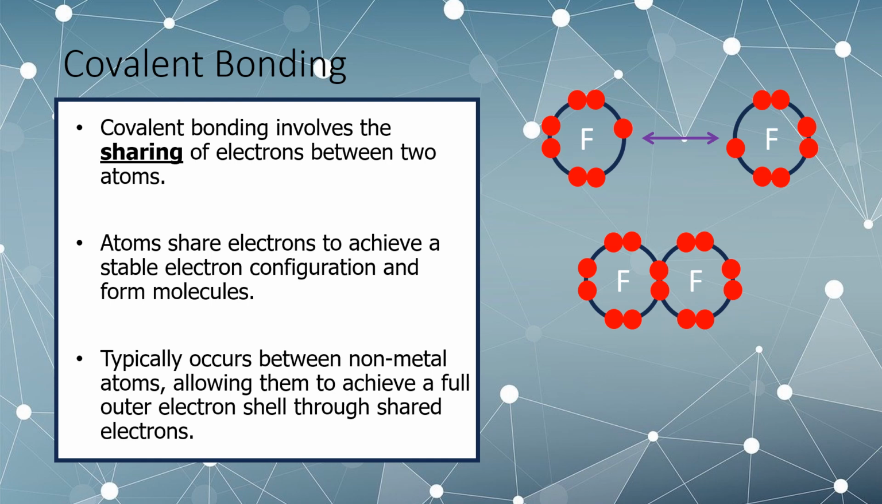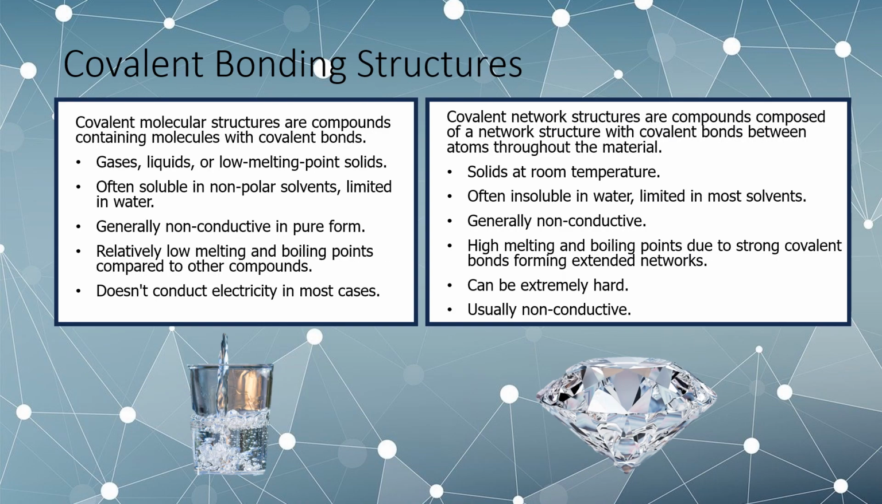So if we look at fluorine as another example, you can see it has 7 valence electrons. So if 2 of them come together, they can share an electron each to form a full shell for each of them. And you can see now they're sharing 2 electrons between them, making each of them have a full outer shell. Covalent structures can be split into 2 distinct groups: covalent molecular structures and covalent network structures.